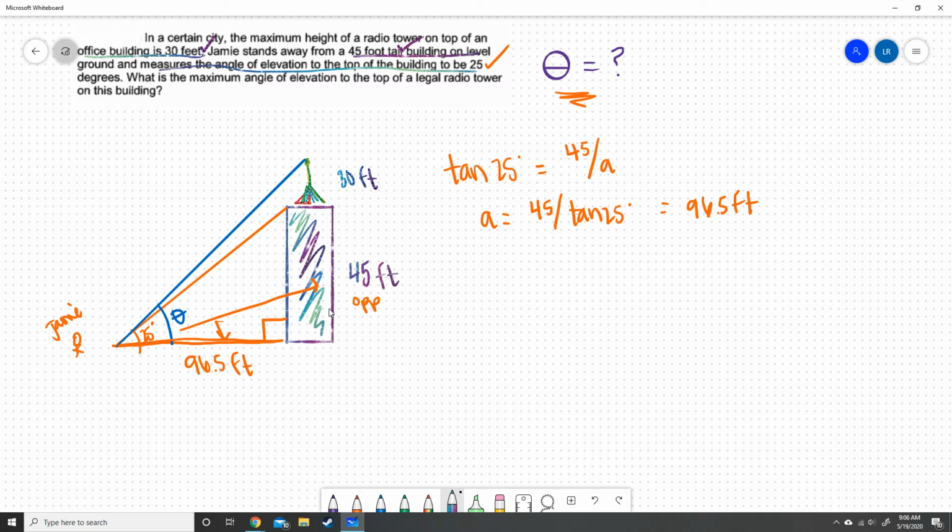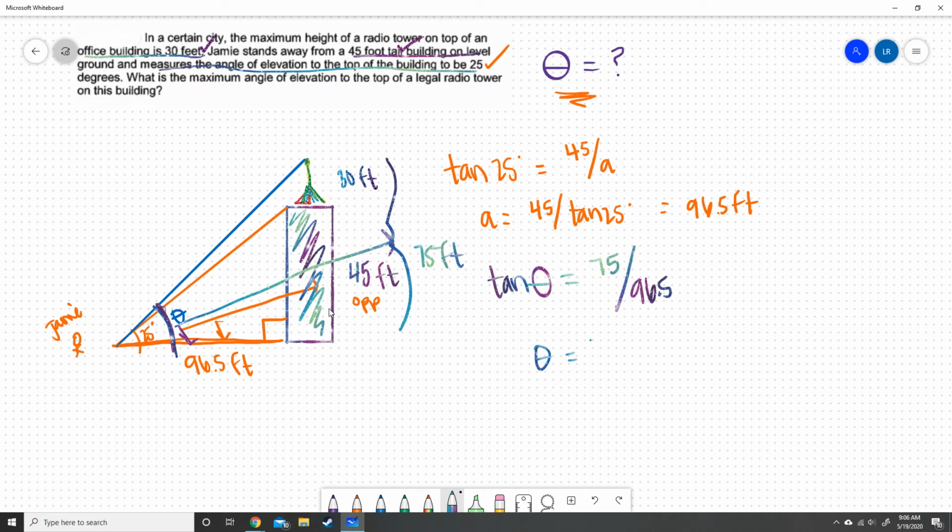Now I have two sides, because if I add the radio tower and the building together, I get 75 feet, which means now for this angle, I have its opposite and I have its adjacent. So the tangent of theta is going to be 75 divided by 96.5. To get theta alone, I'd have to do the inverse tangent of 75 over 96.5.